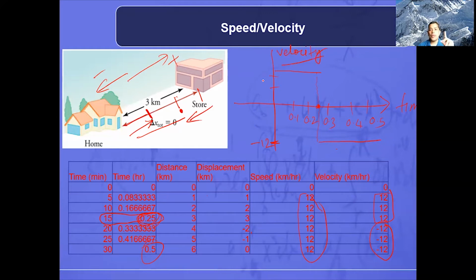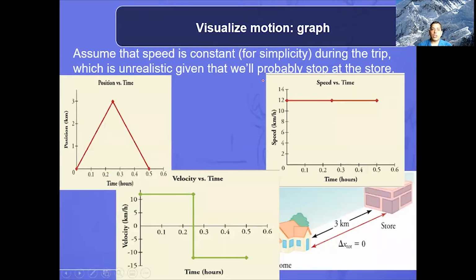So we have three graphs. Let me show you all of them together. This is your position versus time graph. This is your speed versus time graph. This is your velocity versus time graph.